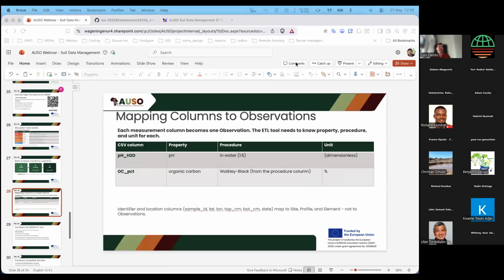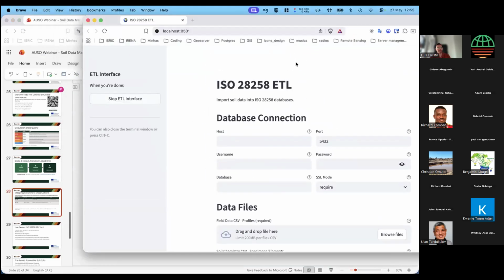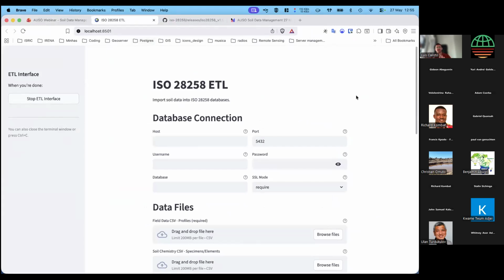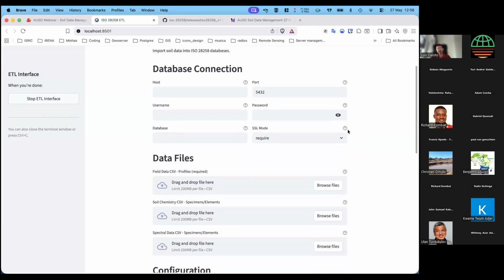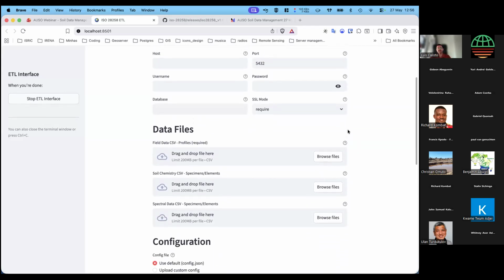Let me show you. At ISRIC we have an ETL. I'm just going to show you the interface and how we usually do it. This is more or less how we do it. We create CSVs, then we define the connection to the database, and then we define three CSV files.